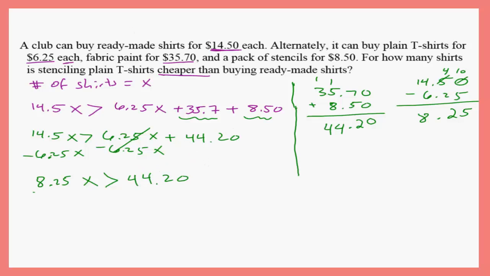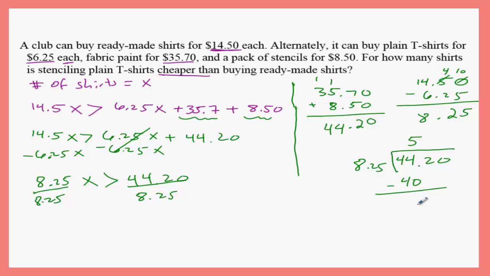Now we divide both sides by 8.25. 44.20 divided by 8.25. I'm not going to move the decimals because I don't want to deal with thousands of numbers. I'm just going to estimate it. 44 divided by 8, the closest number is 5. 5 times 8 equals 40. When you subtract that, 44 minus 40 equals 4.20. If I divide it by 8.25, I will get a decimal number, and I don't care about the decimal number. Let's go back to the question.